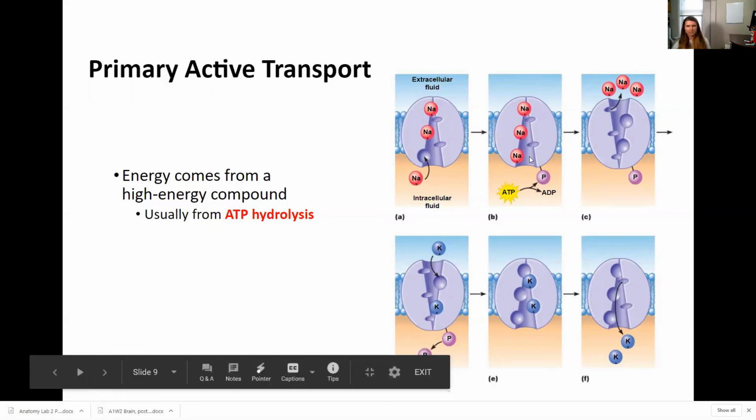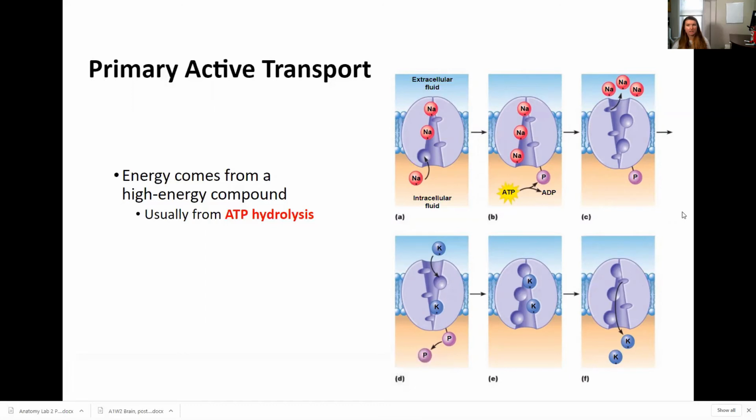So our sodium-potassium pump moves 3 sodium out of the cell and 2 potassium into the cell, and this is a cycle. So it's not like it does one half of this sometimes and one half of this the rest of the time. It goes through every single one of these steps every time it functions.